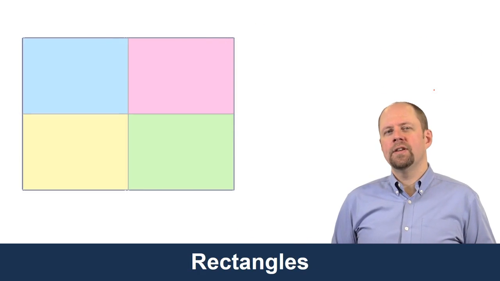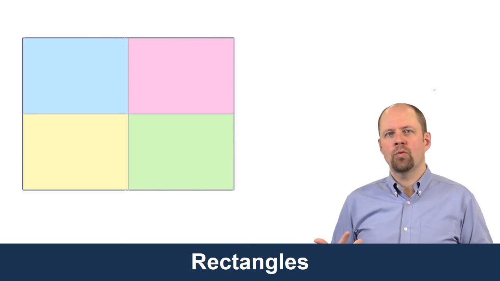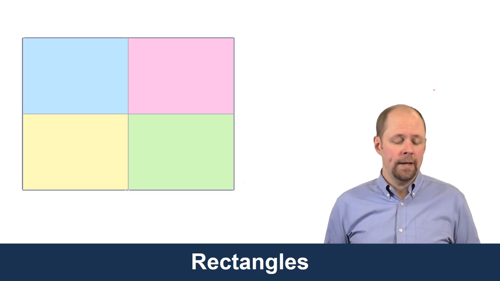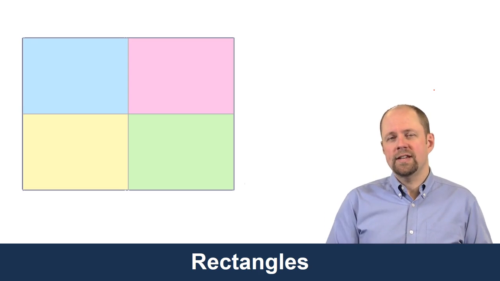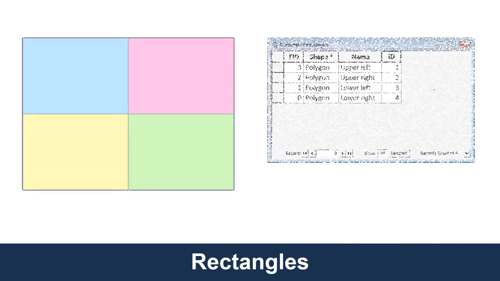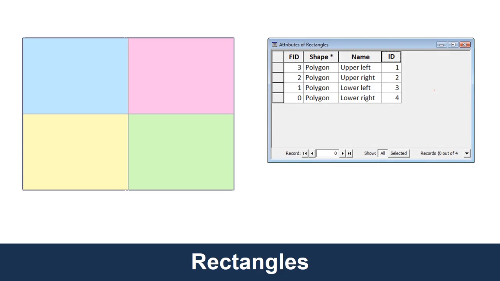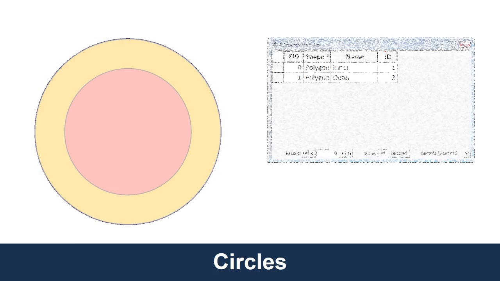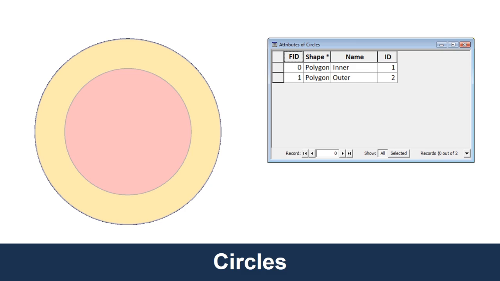I put together this really simple data set because I want to show you how this works with some simple data first, because I think it can get kind of complicated fairly quickly. So these are data sets that I actually created in ArcMap. They're real GIS data. And one of them is called rectangles, and so I've got an attributes table for that, where I've just labeled them as upper left, upper right, lower left, lower right. So that's what those four are, and I've given each one of them an ID number. I also created a second feature class for circles and did the same thing. So we have an inner circle and an outer circle, and each one of those has an ID number as well.